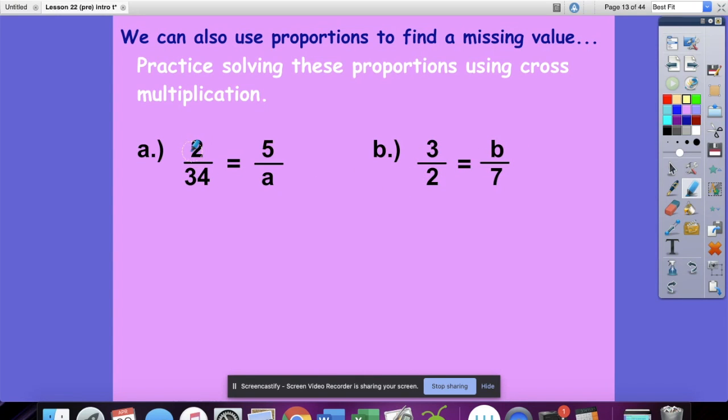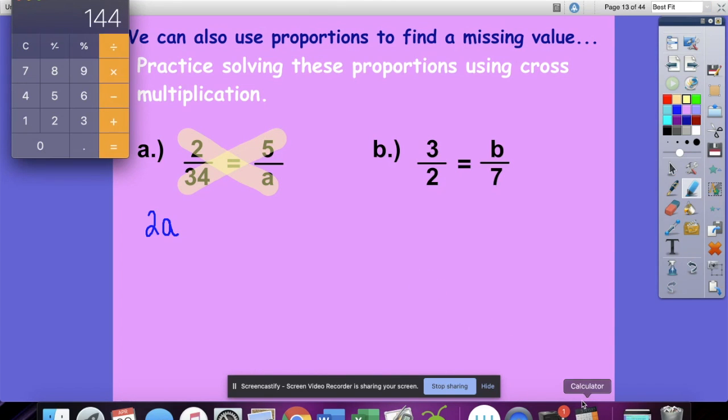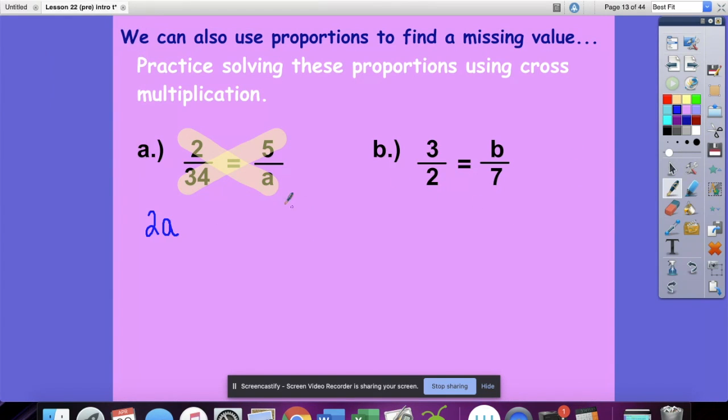Okay, so in this one, I'd find my first cross product. I'd have to multiply 2 times a. So I'm going to write that as 2a. Then I'd have to find my other cross product, 5 times 34. So if I multiply 34 times 5, I can see that that's going to be equal to 170. And again, based off what we've learned, I know that if I have a proportion, these cross products have to be equal. So I'm going to fill that equal sign in. And now it's just a matter of solving this one-step equation.